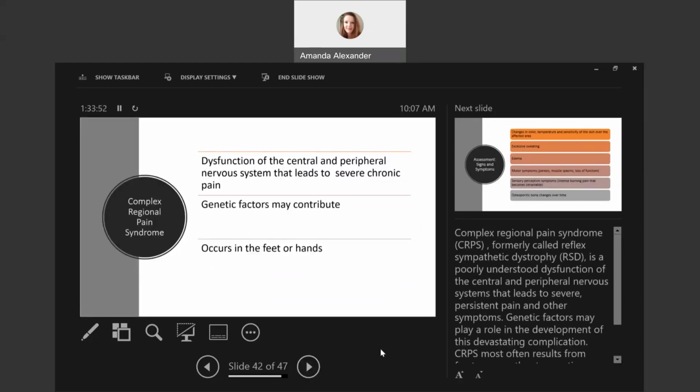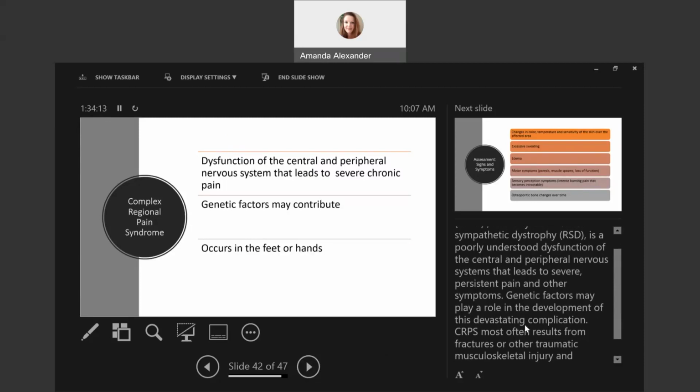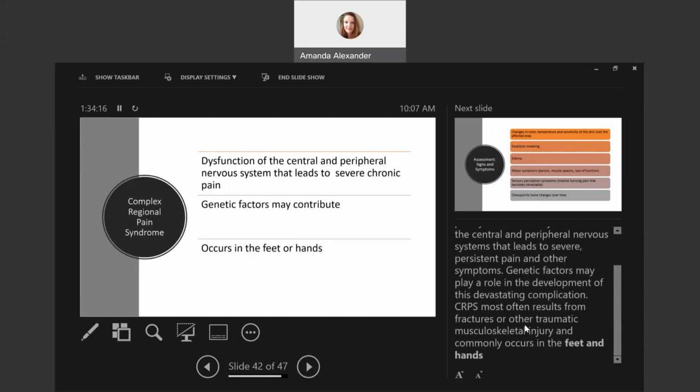Complex regional pain syndrome. Complex regional pain syndrome is formally called reflex sympathetic dystrophy. It's a poorly understood dysfunction of the central and peripheral nervous system that leads to severe persistent pain and other symptoms. Genetic factors may play a role. Complex regional pain syndrome most often results from a fracture or traumatic musculoskeletal injury, commonly occurring in the hands or feet. This dysfunction is a central and peripheral nervous system dysfunction. It may be genetic, and it primarily happens in the hands or the feet.